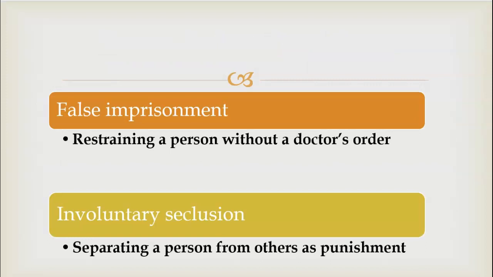Then there's also false imprisonment and involuntary seclusion. So false imprisonment is restraining a person without a doctor's order, and involuntary seclusion is separating a person from others as punishment. So it's okay if somebody wants to hang out in their room and be by themselves, but you choosing to put them in there as a form of punishment is a form of abuse.